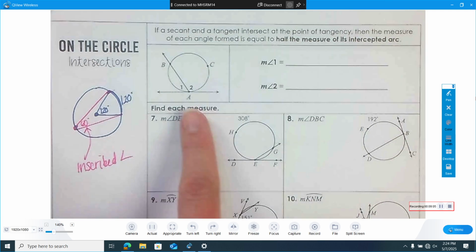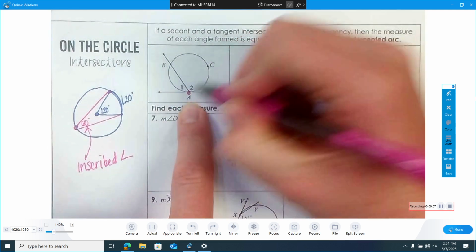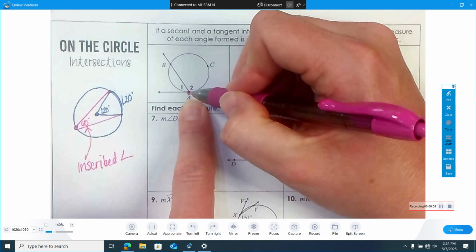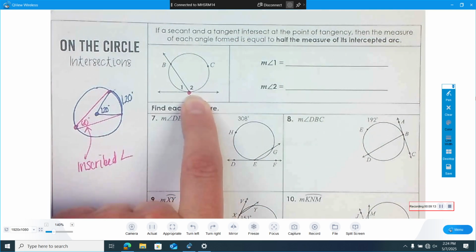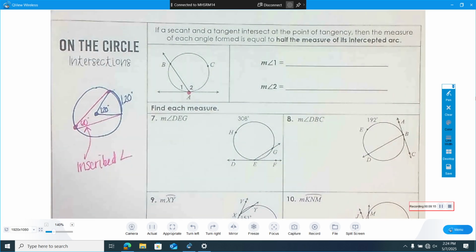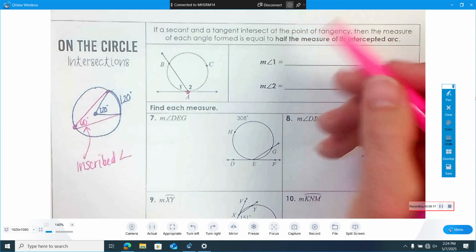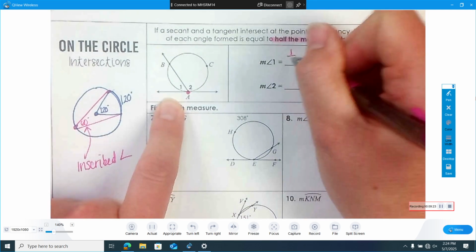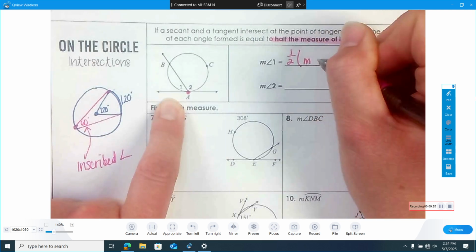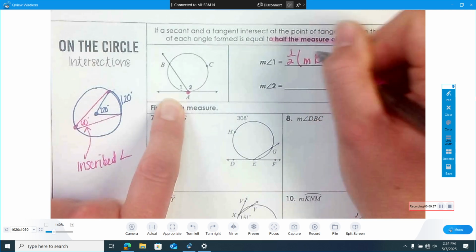This is the same thing. Angle 1 here is an inscribed angle. Its vertex is on the circle. And so the angle is half the measure of its intercepted arc. So the measure of angle 1 is simply half the measure of arc BA.